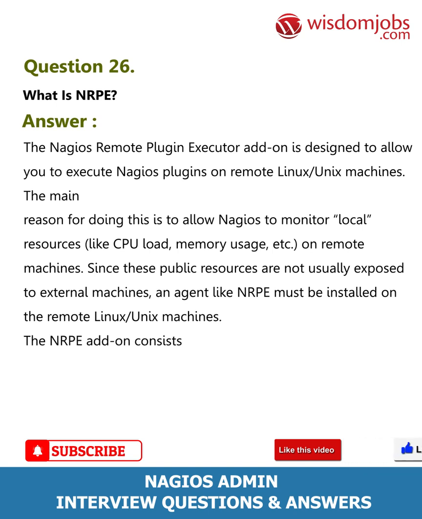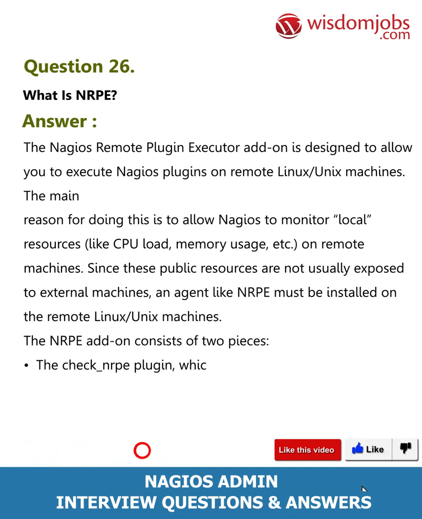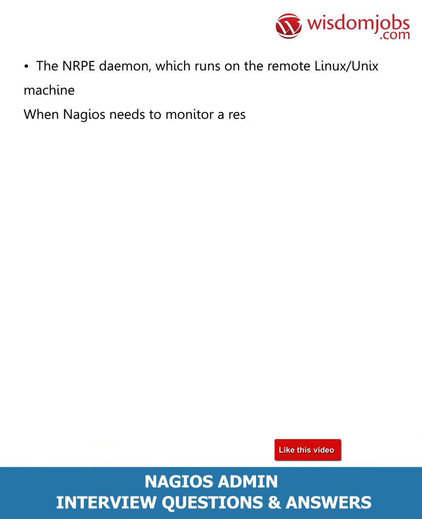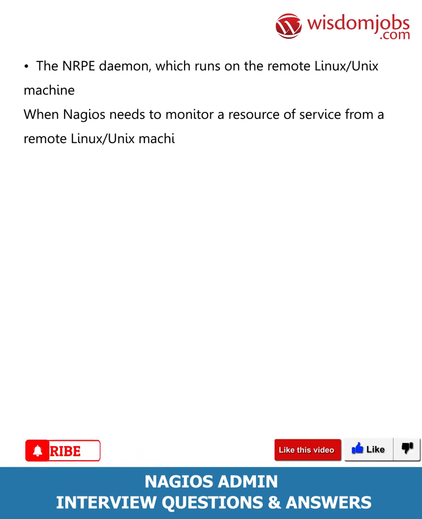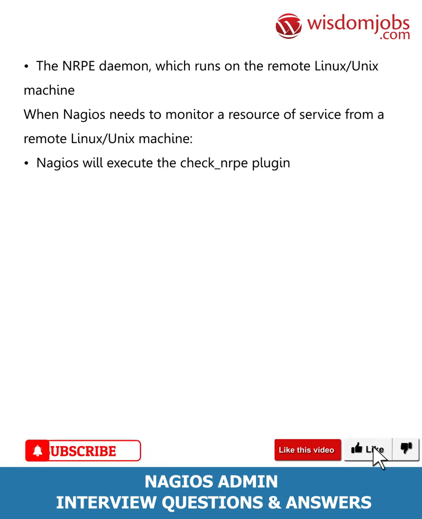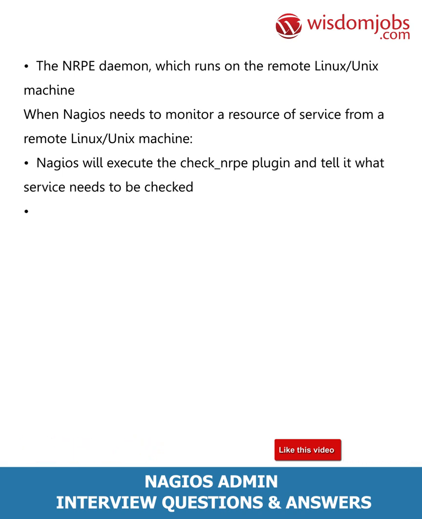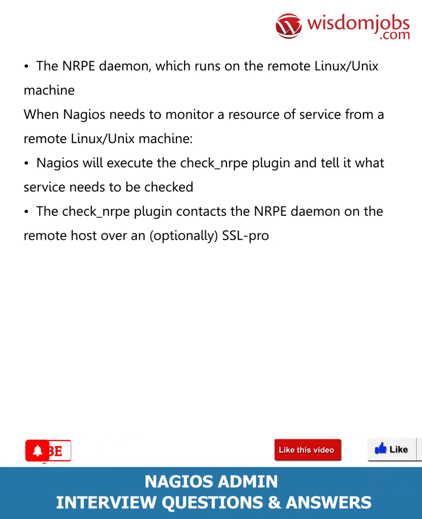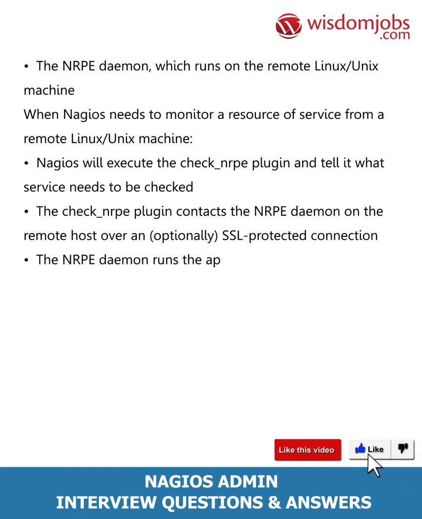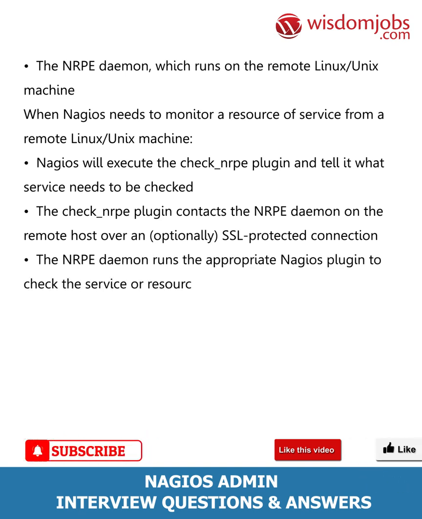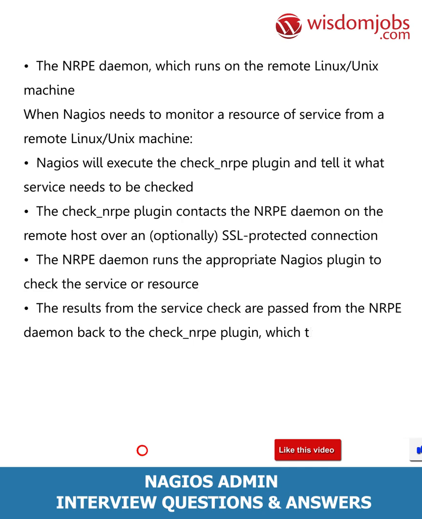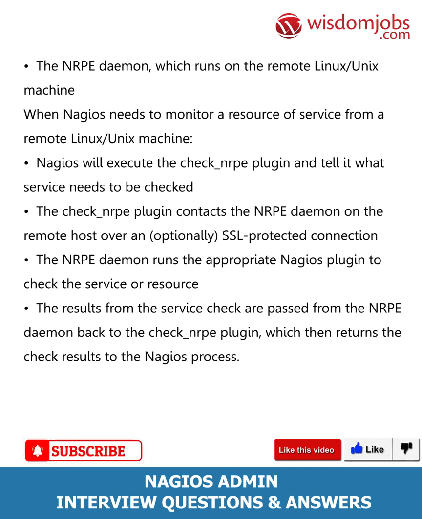The NRPE add-on consists of two pieces: the check_nrpe plugin, which resides on the local monitoring machine, and the NRPE daemon, which runs on the remote Linux/Unix machine. When Nagios needs to monitor a resource or service from a remote Linux/Unix machine, Nagios will execute the check_nrpe plugin and tell it what service needs to be checked. The check_nrpe plugin contacts the NRPE daemon on the remote host over an optionally SSL-protected connection. The NRPE daemon runs the appropriate Nagios plugin to check the service or resource. The results from the service check are passed from the NRPE daemon back to the check_nrpe plugin, which then returns the check results to the Nagios process.